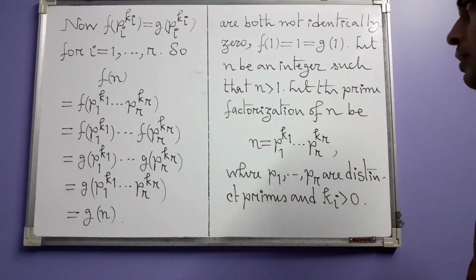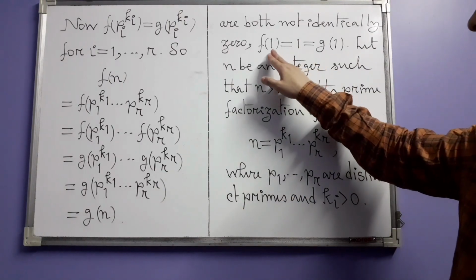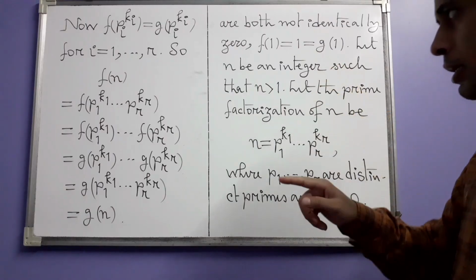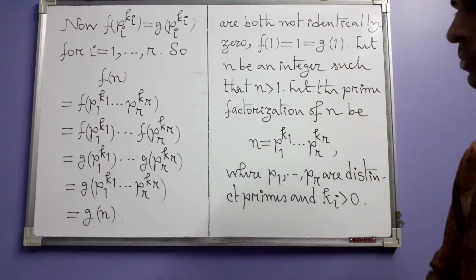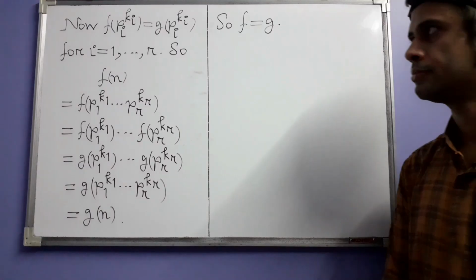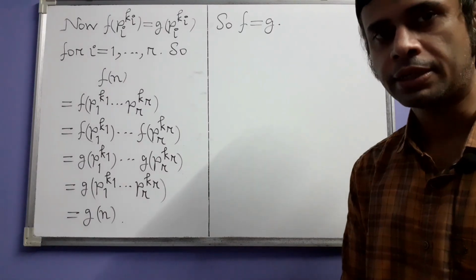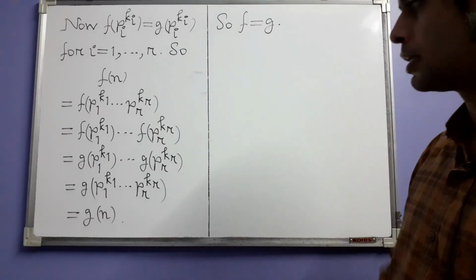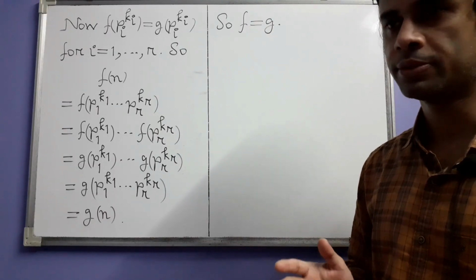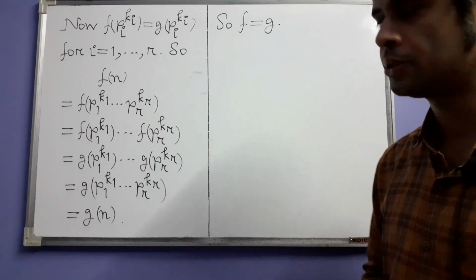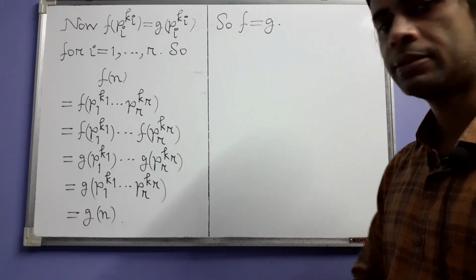So that way we see that besides having f of 1 equal to g of 1, f of anything else is also equal to g of that thing. That anything else of course is a positive integer. So the final conclusion is that f is equal to g, because f and g are matching everywhere. At every input they have the same precise output, and that is why they are the same.